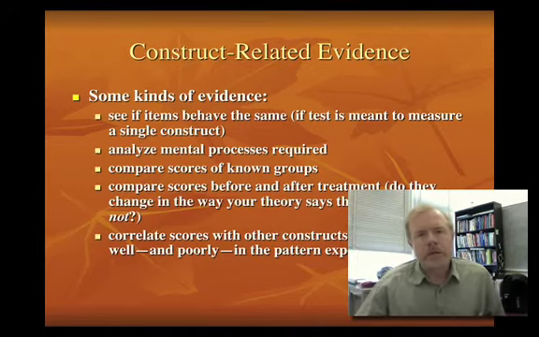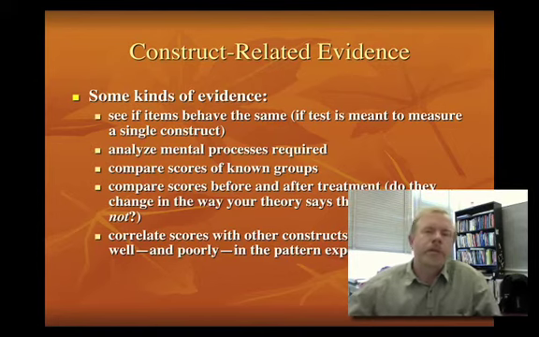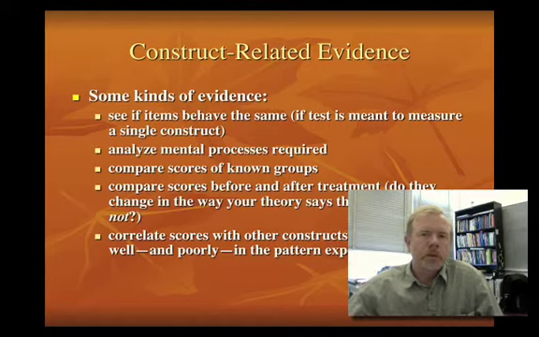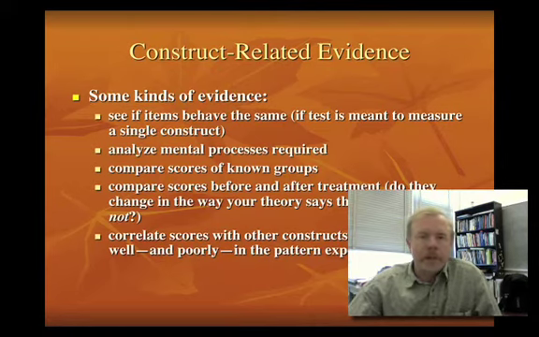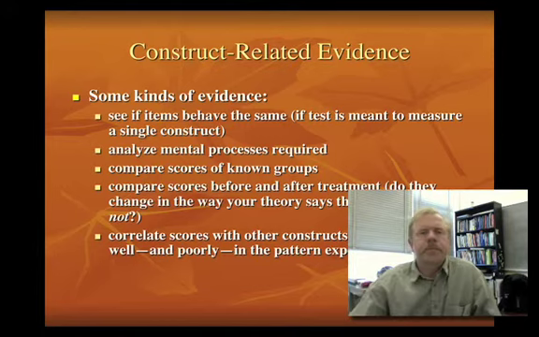Another piece of construct-related evidence is to think about the mental processes that are required to answer a question. For example, if we have similar types of mathematical problems, the same types of mathematical reasoning might be required to solve each of those problems. So we would logically expect that those questions would have similar constructs underlying them. Now, there are things that can get in the way of that. We'll talk a little bit about some of those things. It's called construct-irrelevant variance, and we'll get to that in a moment.